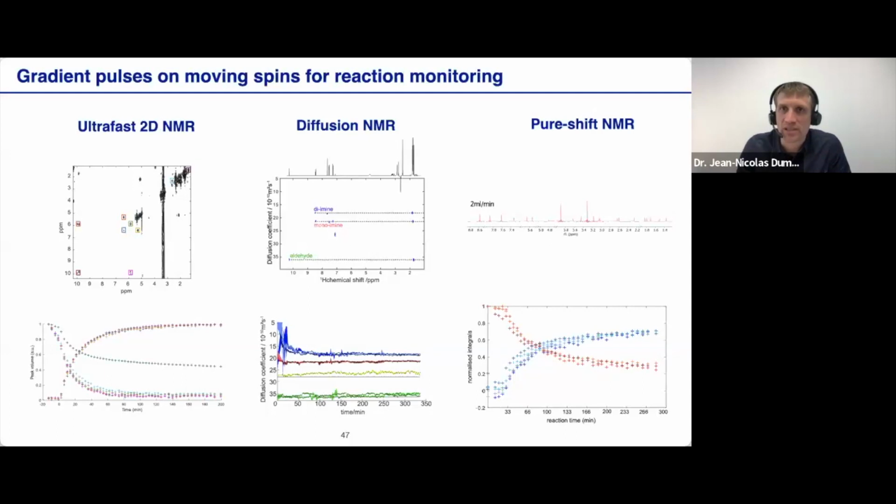So overall, one can see that the different strategies that were developed for reaction monitoring, be it to obtain correlation information or to separate signals from different components to increase the resolution, can be translated in the context of flow NMR analysis. And we think that this will turn out to be useful for reaction monitoring applications.